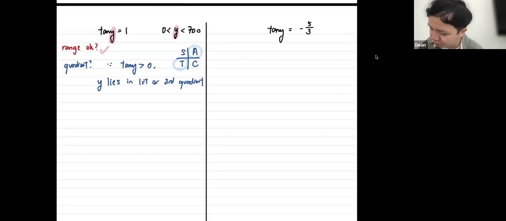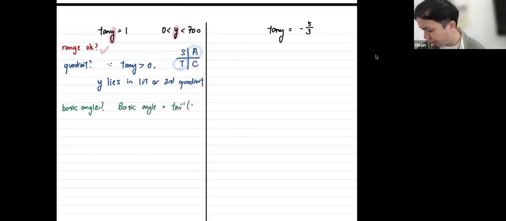Okay, so next will be my basic angle. My basic angle will be the inverse, right? Just now we did sine inverse. So now we'll be doing tangent inverse, right? So tangent inverse, sorry, basic angle, tangent inverse 1. Okay, and we know that the answer is going to be 45.